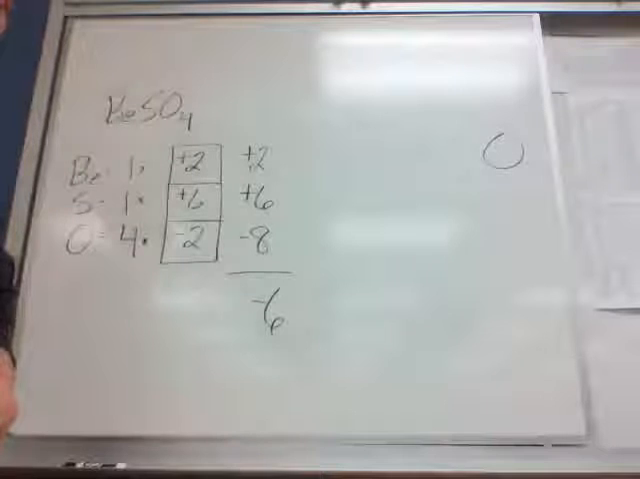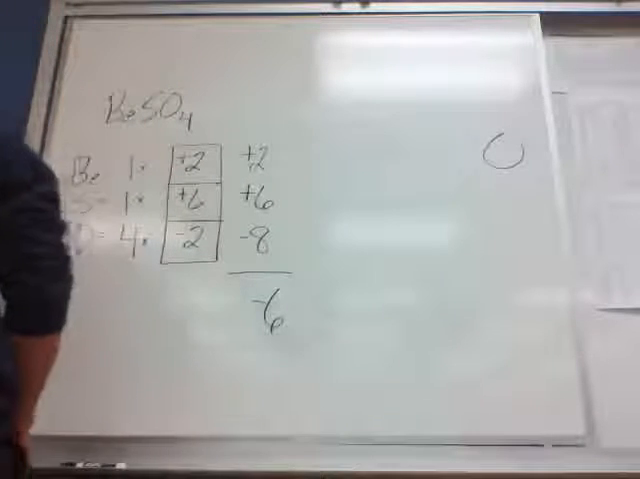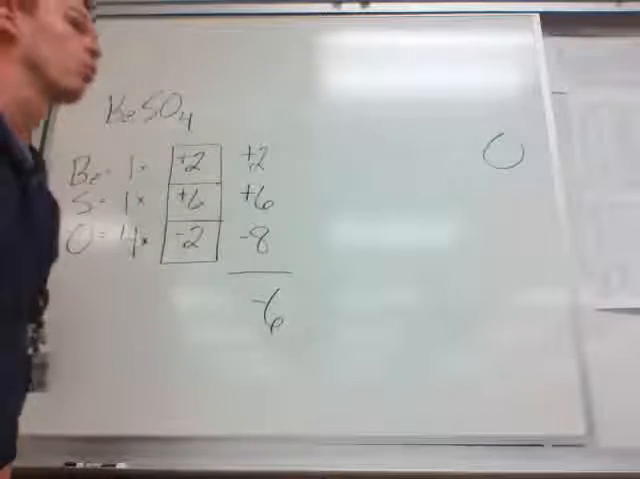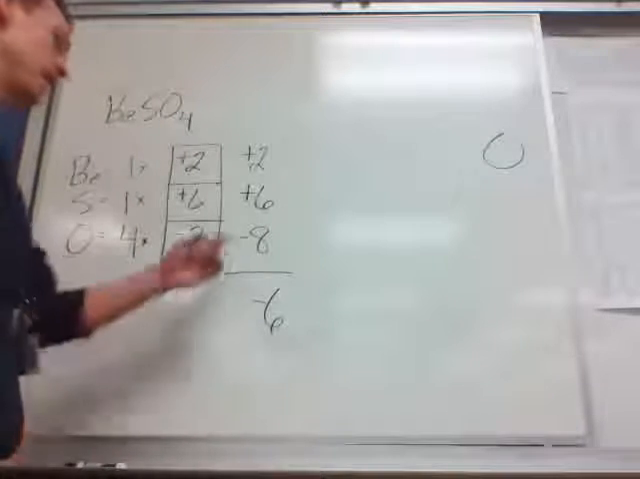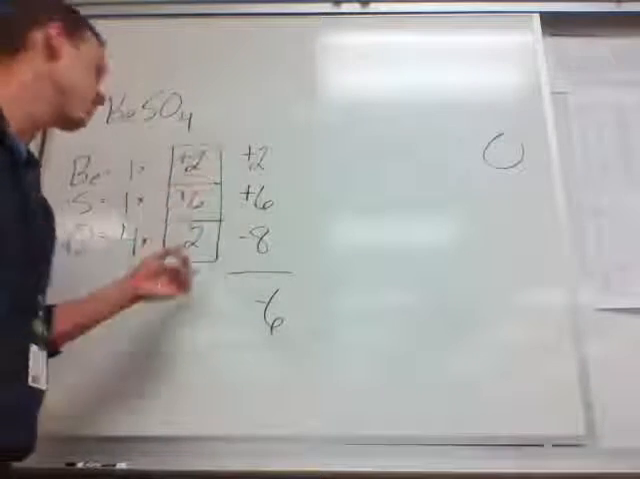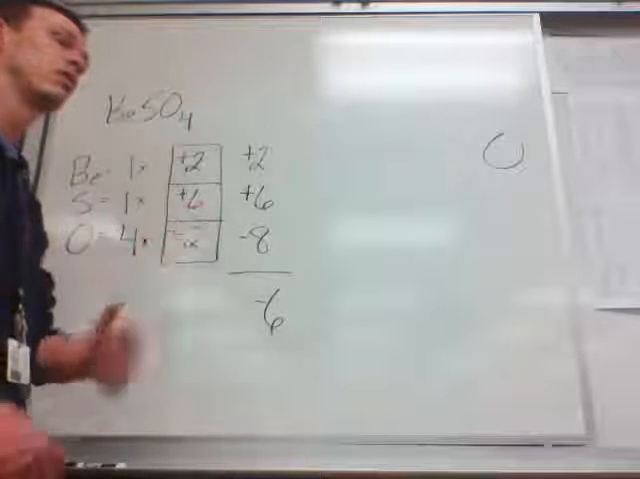The oxidation states are in the squares. The numbers on the outside are just our work. It's what you could be doing in your head to figure out the squares.